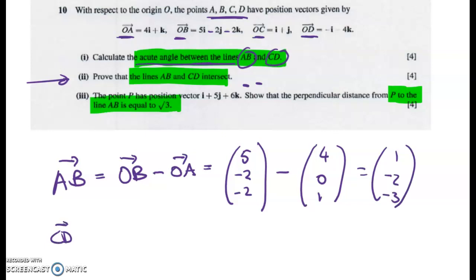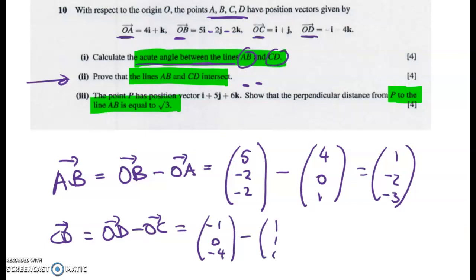And CD, doing something similar, we get OD minus OC. So that's -1, 0, -4. Take away 1, 1, 0. And that gives us -2, -1, -4.